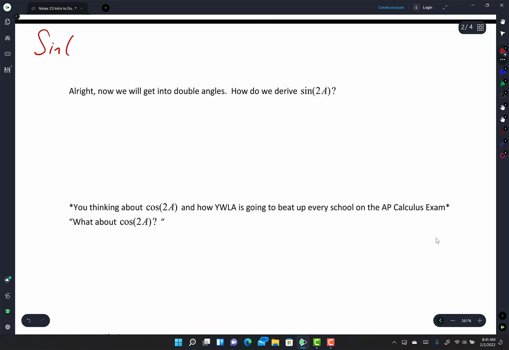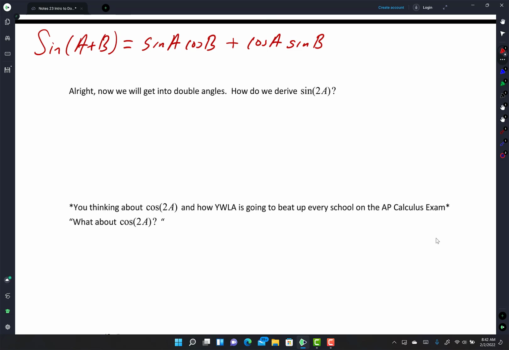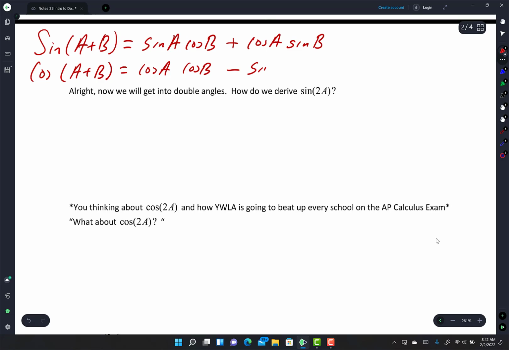We're going to need sine a plus b. So at the very top, write what sine a plus b is. Sine a cosine b plus cosine a sine b. The sine keeps the sign and toggles: sine, cosine, cosine, sine. And I'm also going to need cosine a plus b. What's this one? Cosine a cosine b minus sine a sine b. And eventually we're going to need tan as well, but we'll get to that one when we get to that one.